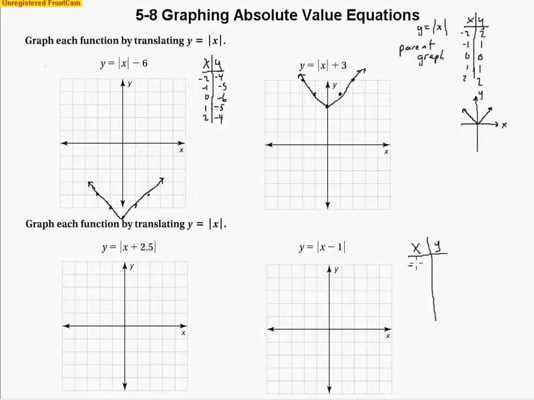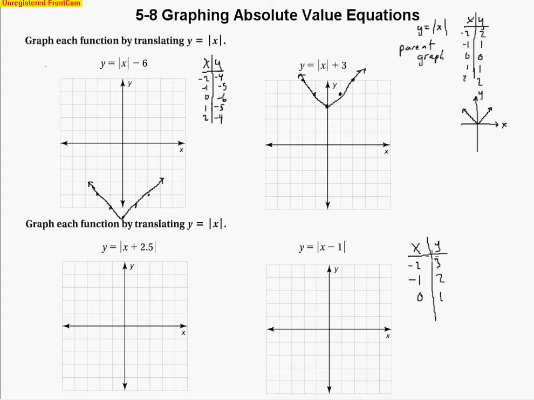Let's go ahead and pick -2. When we plug that in, now we have to subtract 1 first rather than taking the absolute value. And so that gives us -3, but then the absolute value is +3. So we plug in -1, that makes a -2, and then taking the absolute value makes a +2. Plugging in 0 gives us -1, and then the absolute value of that is 1.